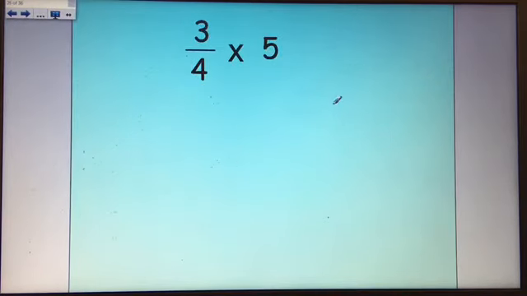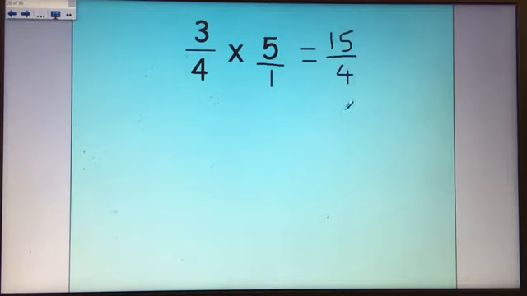Now, what you sometimes get is questions like this: 3 quarters times 5. What you need to do in this situation is turn that number 5 into a fraction. Well, that's 5 wholes, isn't it? So as a fraction, that would be 5 over 1. It doesn't matter that it sits a little bit lower than the line. And then you can do exactly the same thing. 3 times 5 makes 15. 4 times 1 makes 4.